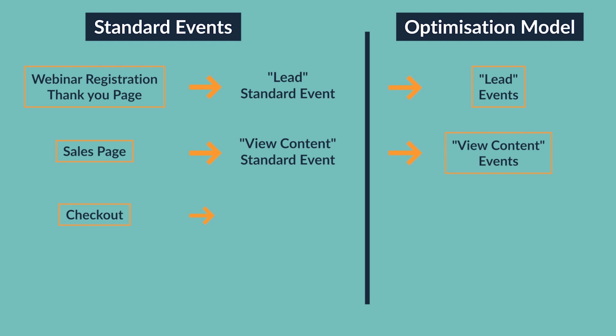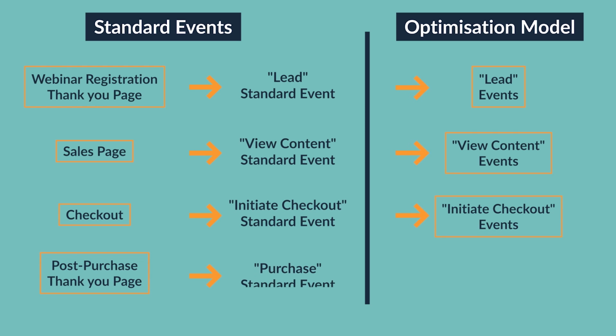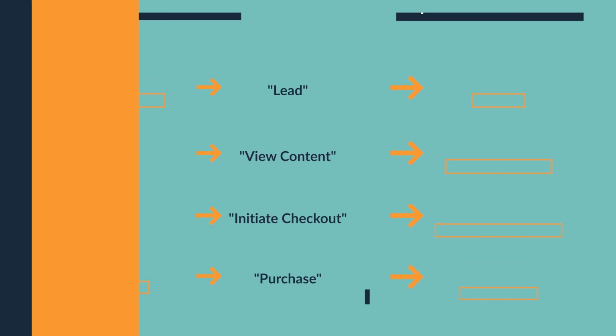Then you'll have an event for when they trigger the initiate checkout process. And finally, there'll be an event for when they purchase. So we can send all of that information back to Facebook. Now, if you're using standard events, Facebook would track each of those particular events individually. So they would track the leads individually, they would track the view content individually, the initiate checkout, and then the purchase, and they would group those together. Facebook knows exactly what each of those events are and what they mean because they're the standard set of events that Facebook provide for us.